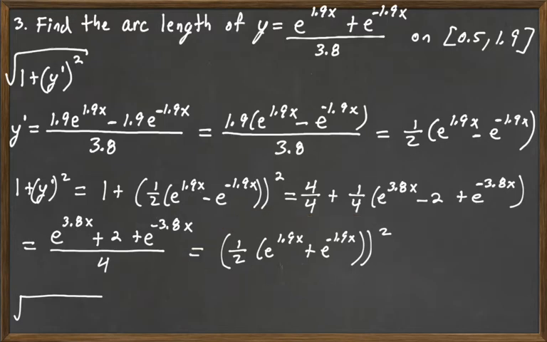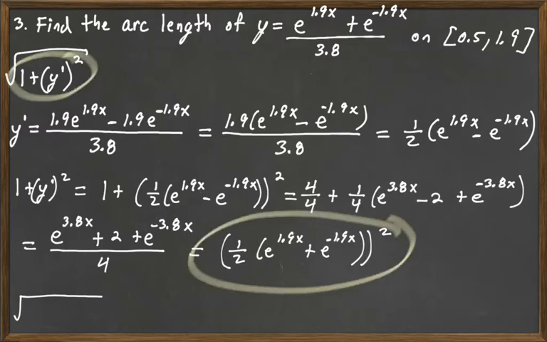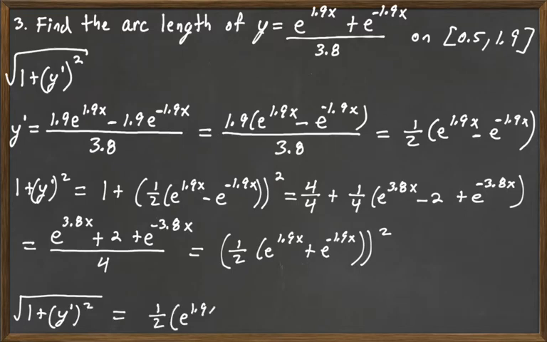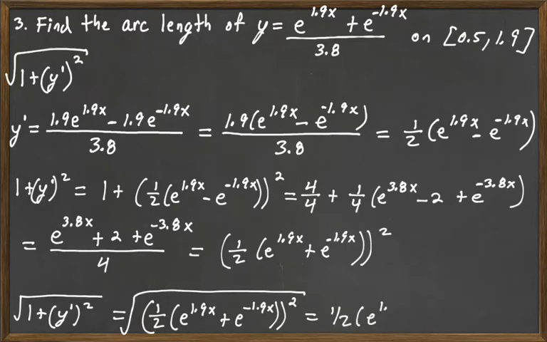So this is really nice, because all of this under the radical is a perfect square, and so the square and the square root are going to undo each other, and then we will have a fairly easy integral. So 1 plus y prime squared is going to be 1 half (e to the 1.9x plus e to the negative 1.9x), quantity squared, and then quantity square rooted, so the square and the square root will undo each other.